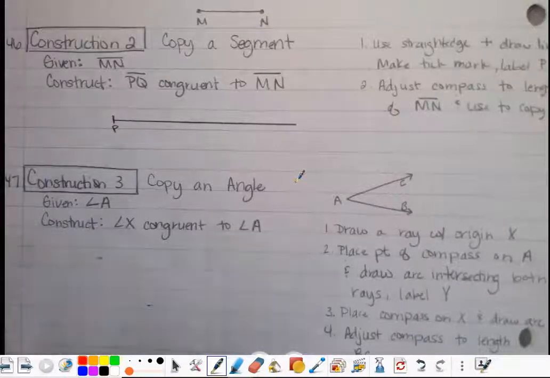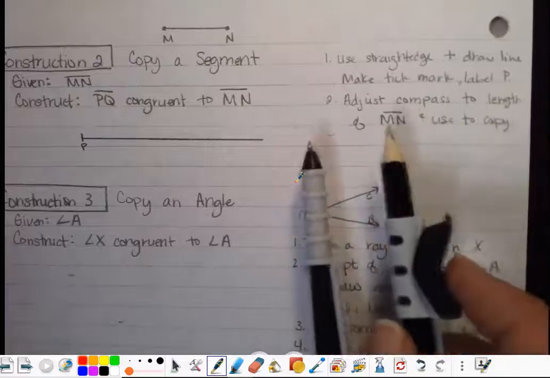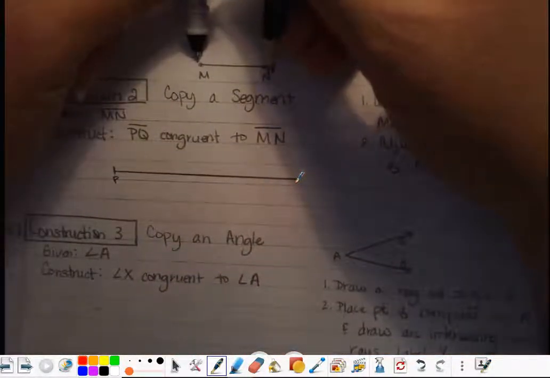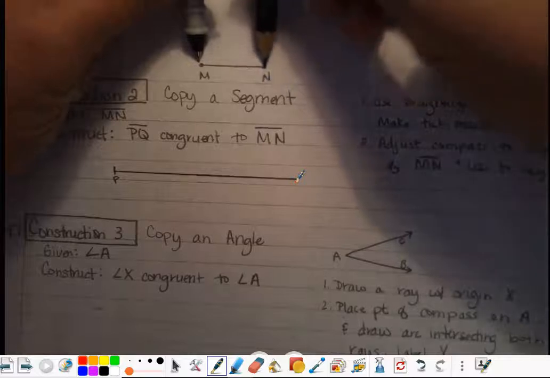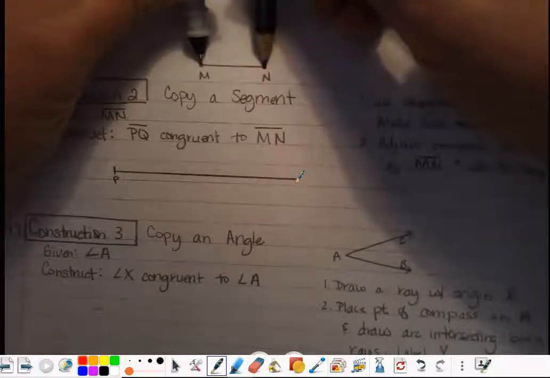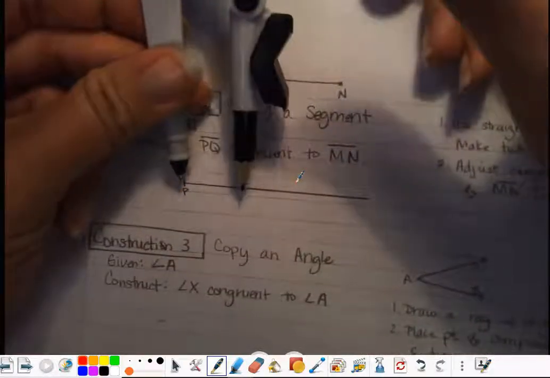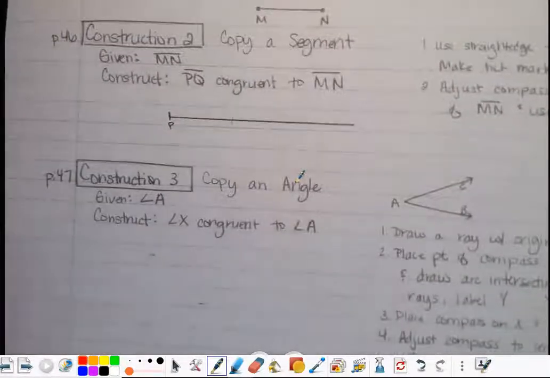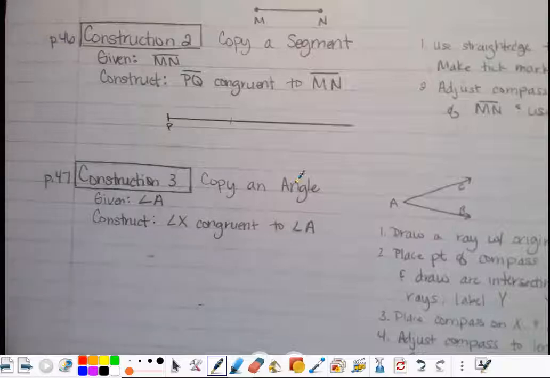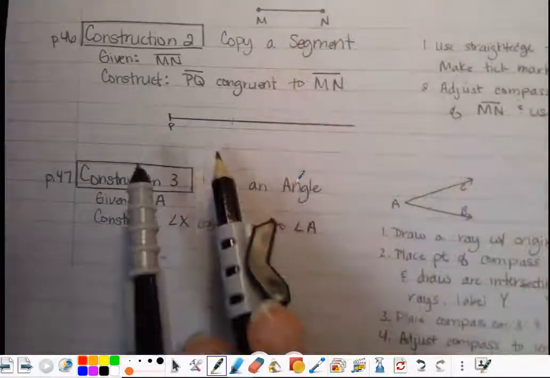So you take your compass. It says adjust your compass to the length of MN. So I'm going to adjust my compass to the length of M and N. Do you see that? Then I'm going to use it to copy. I'm going to bring that down to P. I'm going to set my metal piece on P, and I'm just going to make a little arc. Put the metal on P so your pencil can make that little arc.